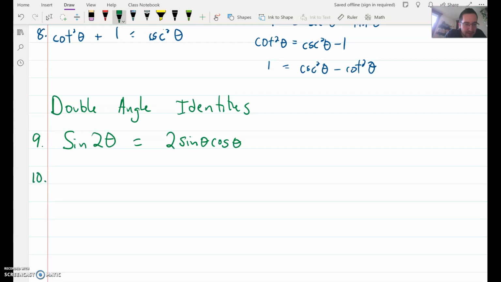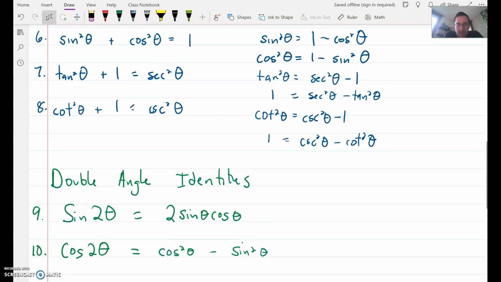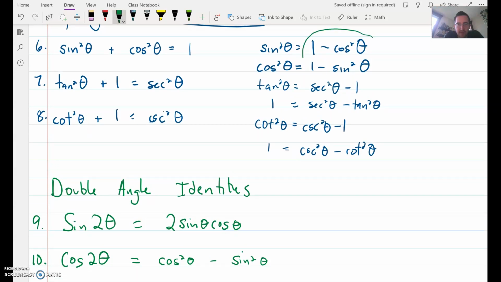And then number 10 is the cosine of 2 theta. It's the double angle for cosine. There's actually 3 variations of this. The main variation is cosine squared minus sine squared. That's the main variation. But then what we're going to do to get the other 2 variations is found by using these. Remember, sine squared is the same thing as 1 minus cosine squared, and cosine squared is the same thing as 1 minus sine squared.